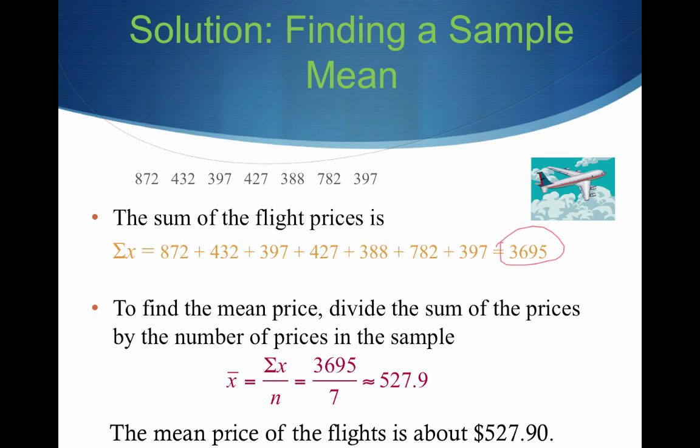To get the sample mean, we take that sum, the 3,695, and divide it by the number of entries that we have. So how many entries do we have? 1, 2, 3, 4, 5, 6, and 7. So we divide by 7, and we get our mean price of the flights, which is about $527.90.